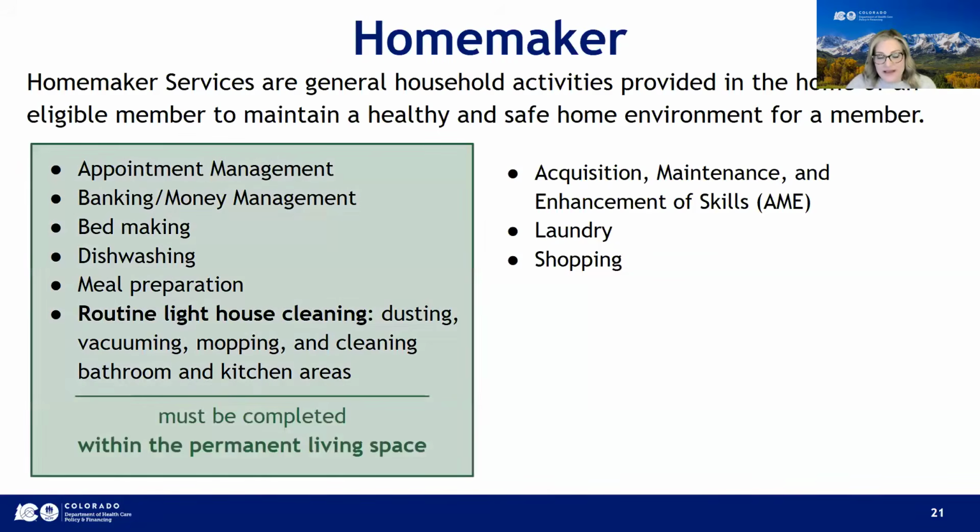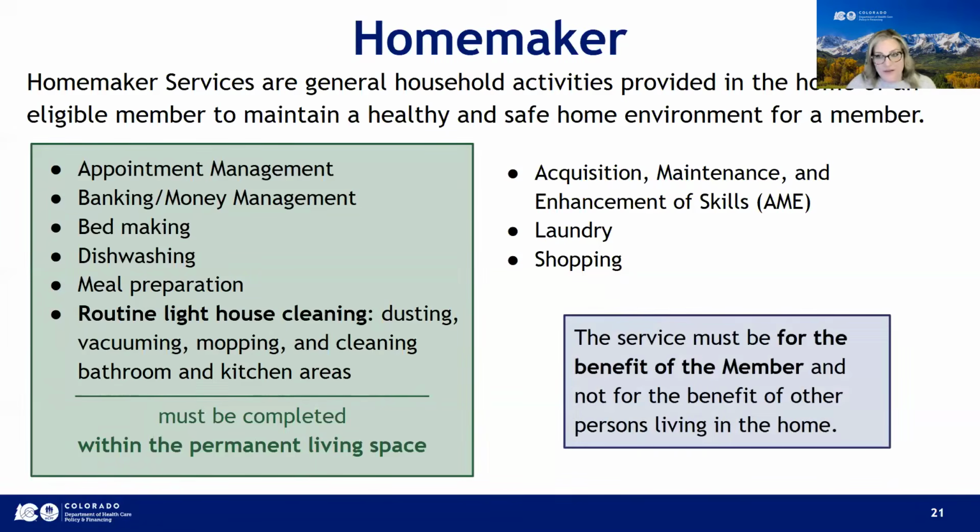Remember, Homemaker services have to be completed within the permanent living space, except for acquisition, maintenance, enhancement of skills, laundry, and shopping. This service has to be authorized for the benefit of the member and not for the benefit of other persons living in the space.